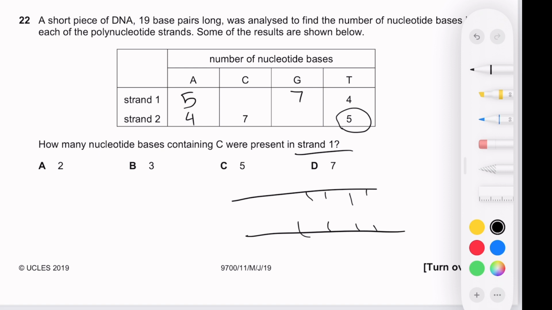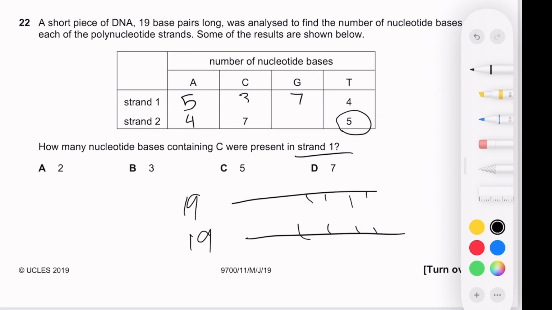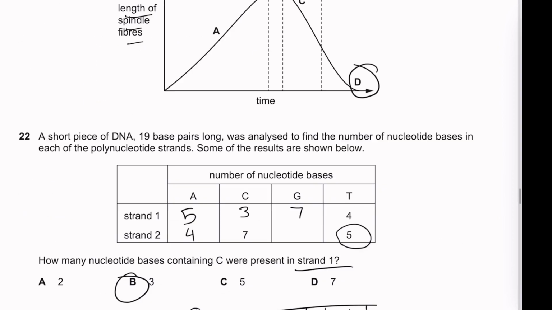Now we already know there are 19 base pairs, therefore it's like 19 on each strand. So if we subtract, 19 minus 7 plus 4 plus 5 should be 3. Right, so it's 3 cytosine here, and that's the answer, right? Okay, let's move on.